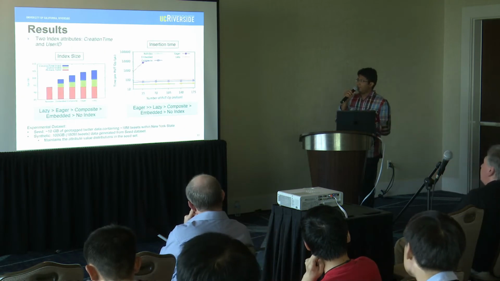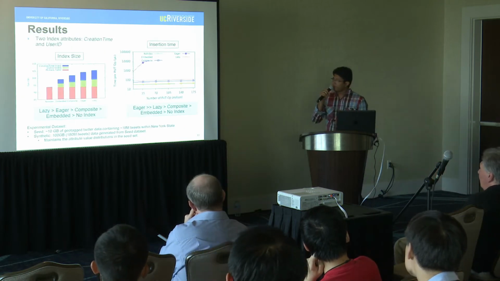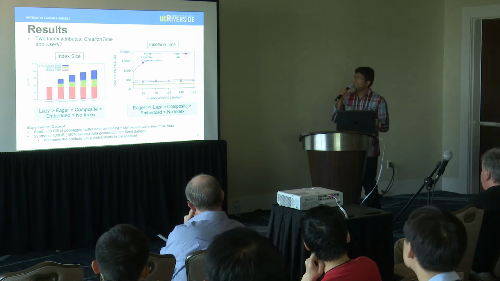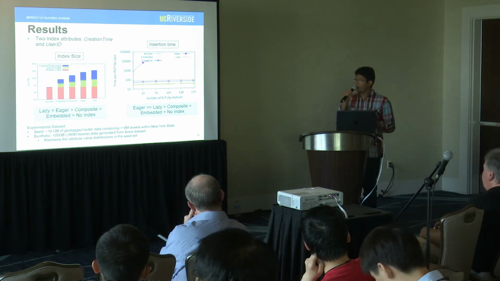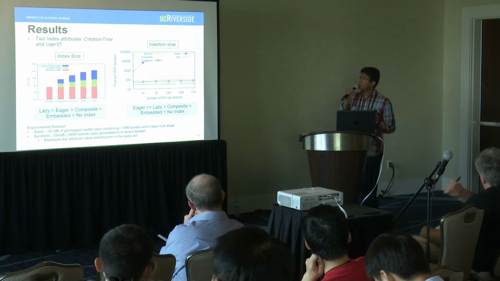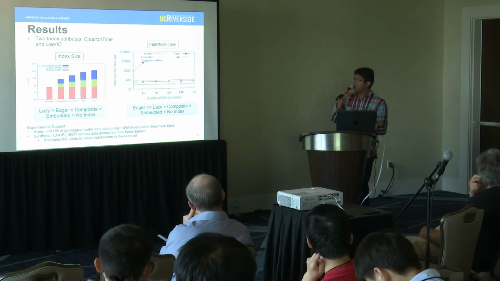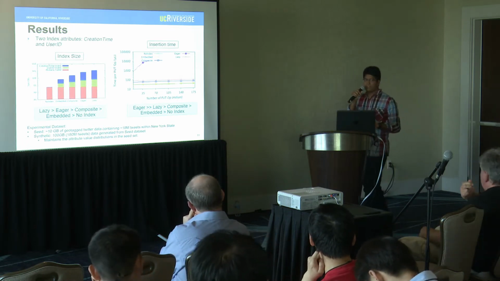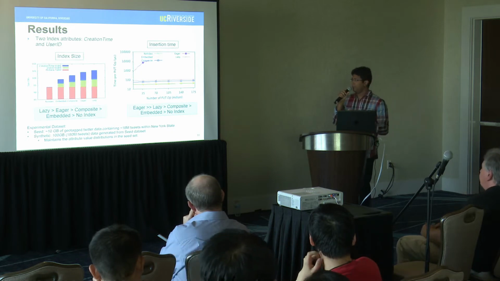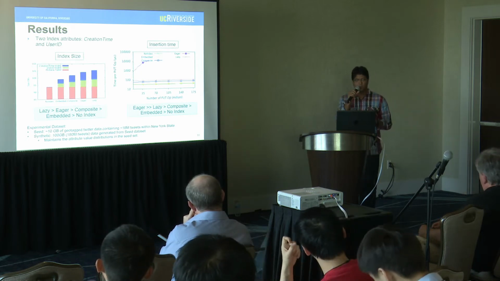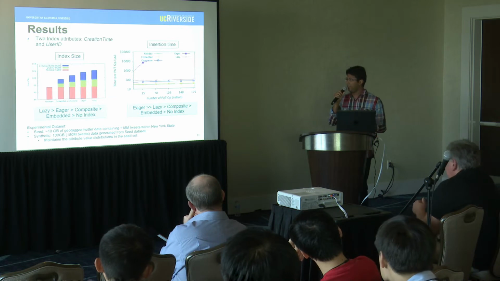So here are some results. We use two indexes, user ID and creation time, from the Twitter database. Now, if we look at the index size, lazy has the highest index size, whereas the embedded index is very small. It's close to having no index.